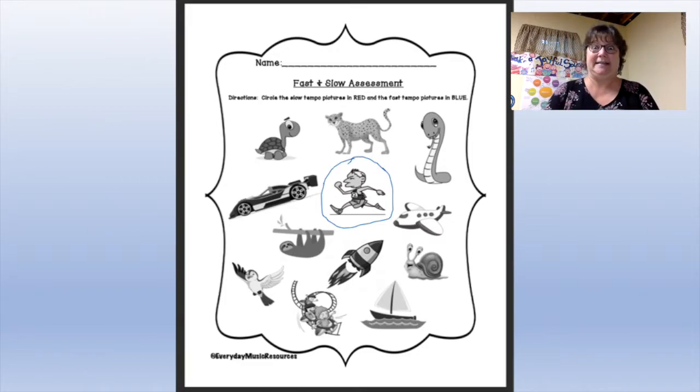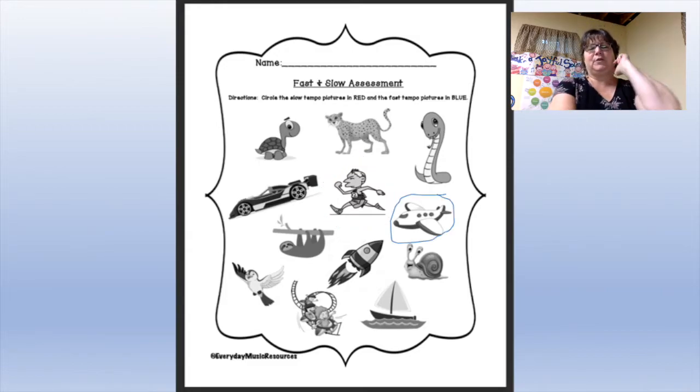The next one is an airplane. When you're down on the ground and you're looking at it, it may look like it's moving kind of slowly, but airplanes are much faster than cars. So, is it moving at a slow tempo or a fast tempo? You were right if you said fast, and we circled that in blue.